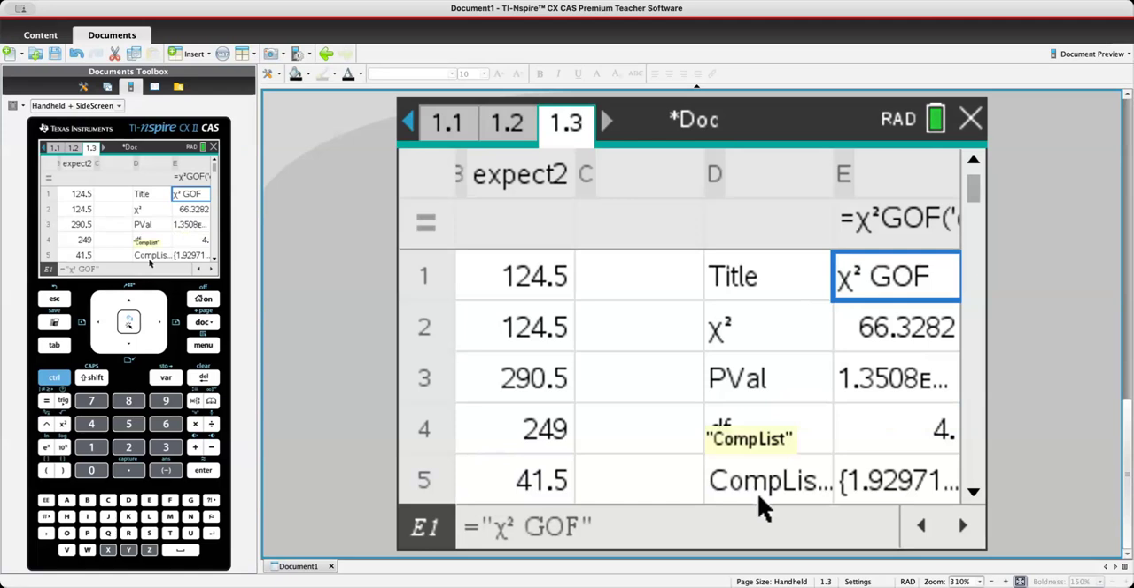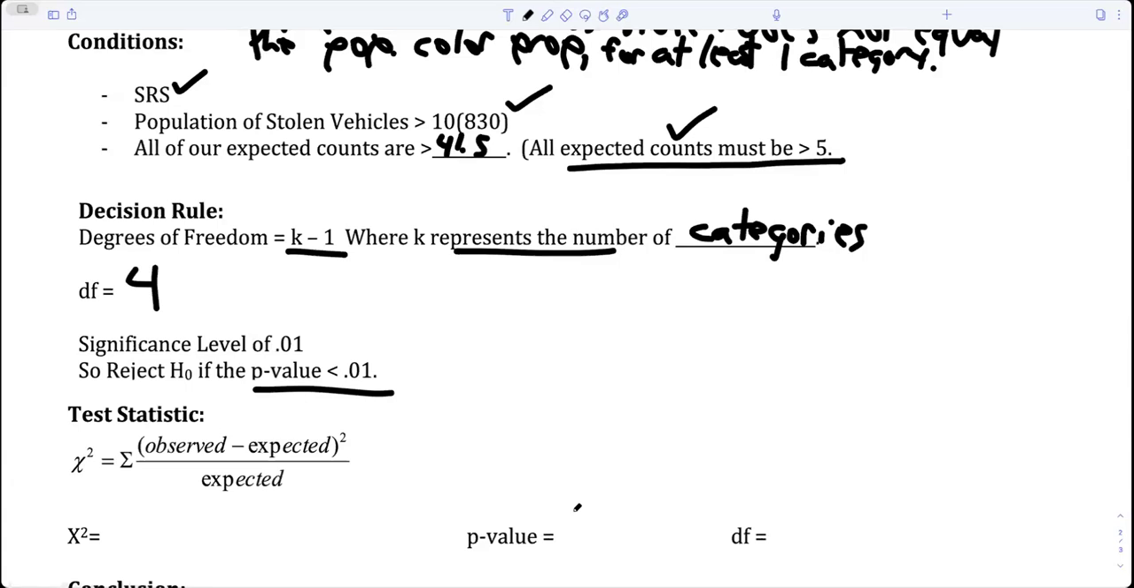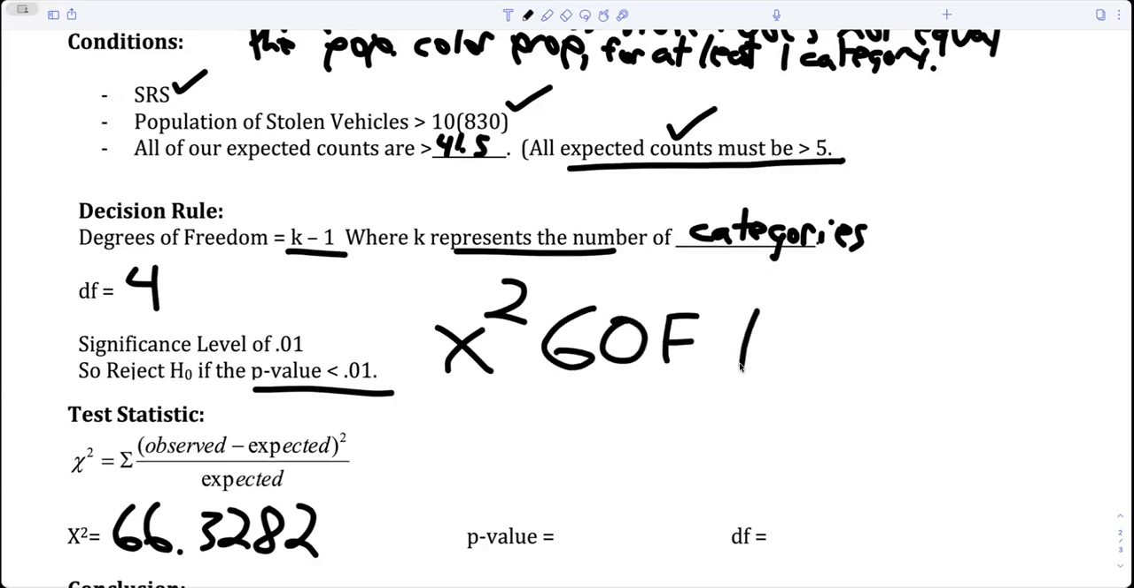So let me go back to the notes here and write in some things. So we've got my test statistic was 66.3282. I need to say the name here. This is a chi-squared goodness of fit test.